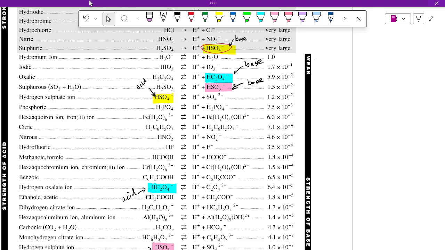Okay. I actually think it's HSO4, because it's too weak to act as a base. You said HCO4 again. HSO4.